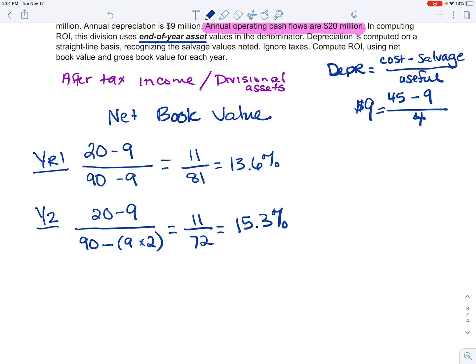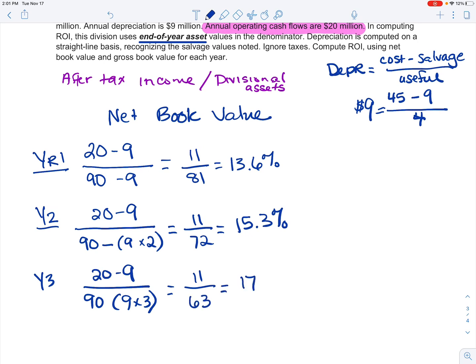And let's look at this one more year. In year 3, again, the income doesn't change, but now I'm looking at 3 years. So if I do a little math here, this comes to 63, which then causes my return on investment to grow to 17.5%.